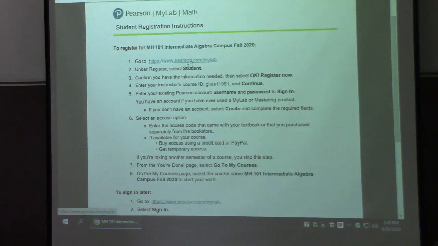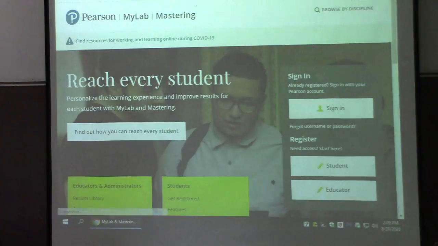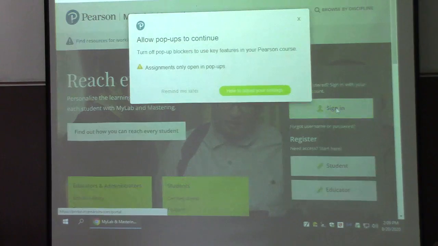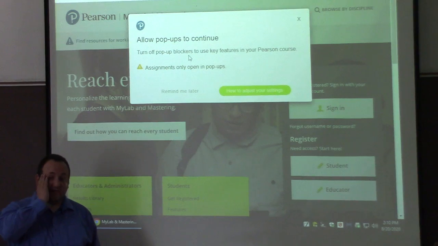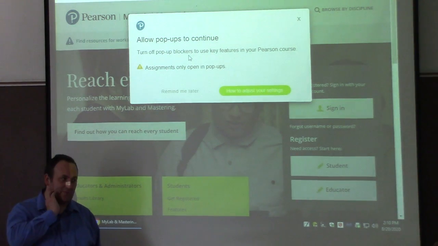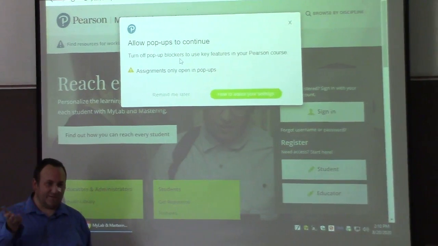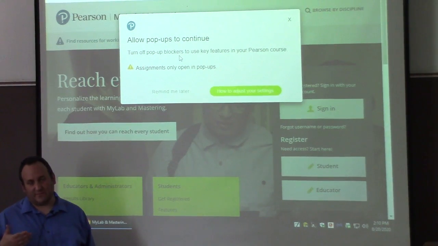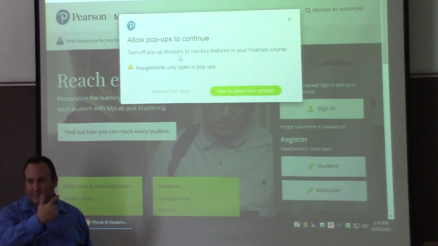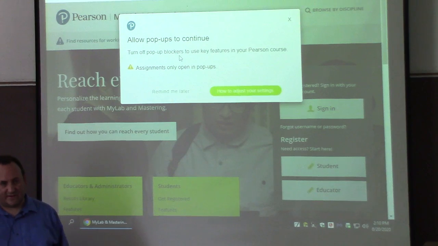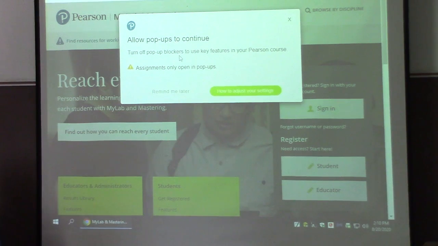Okay, so let me sign in here. All right, so the age-old problem of pop-ups. So there's a heavy-handed solution to this, which is just to disable pop-ups on your machine, which is what I'll do because I'm lazy. But of course, the responsible thing to do would be just to allow pop-ups on the MyMathLab website, right? Because maybe you still want to disable pop-ups from other websites, right? There's a way of doing that.